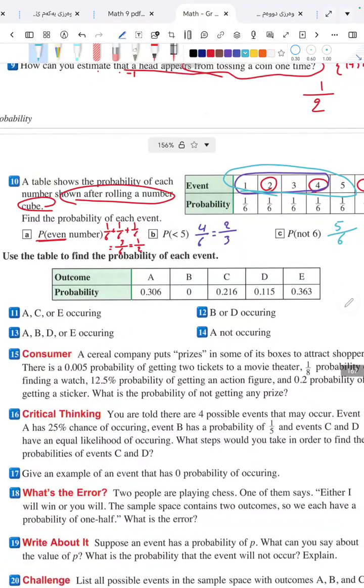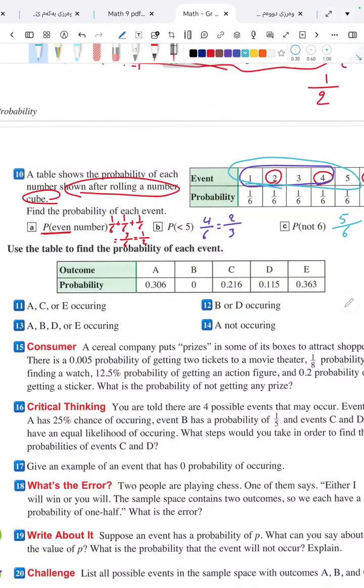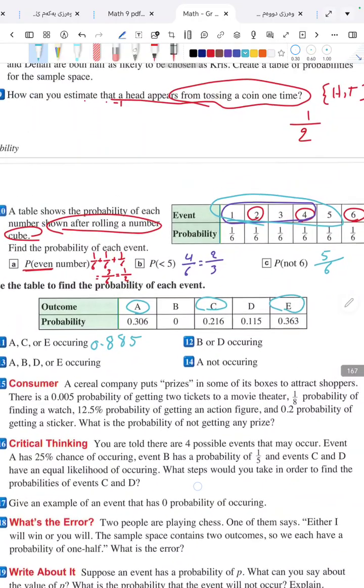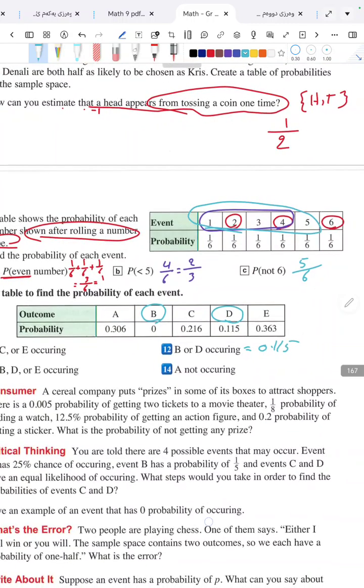Okay. Again, we have a table. Probability A, C, or E. So I'm going to add what? A, C, then E. Okay, when I add them all, it will be 0.885. Then the second one, okay, probability of what? B or D. Add them all, it's 0.115.